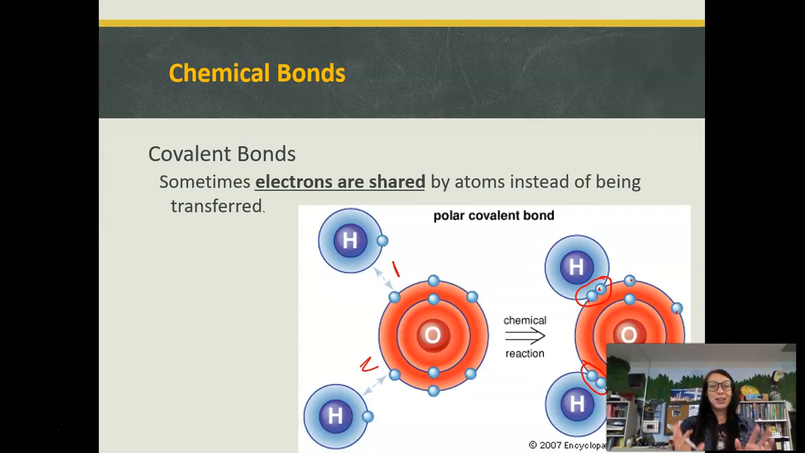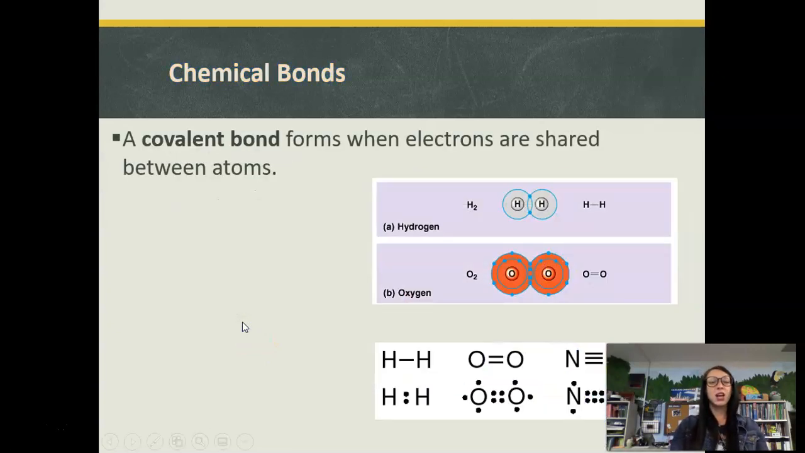Now water, we'll talk a lot about in some of our later lessons, but water is a great example of how electrons aren't always equally shared. Even within some covalent bonds, you can have partial positive and negative charges, but you'll get to that a little bit later. So a covalent bond forms when electrons are shared between atoms.